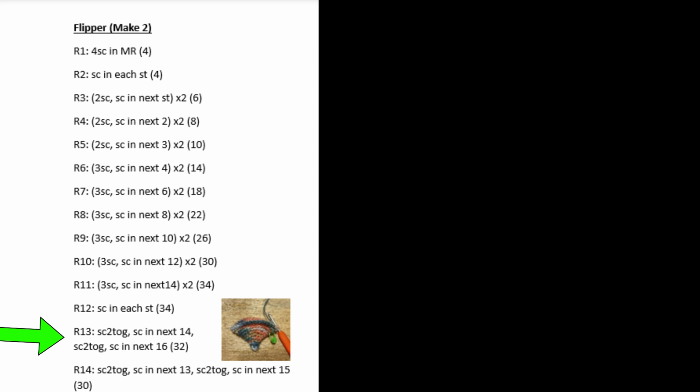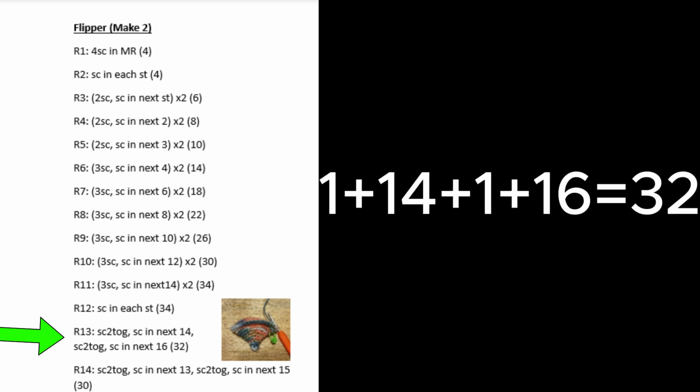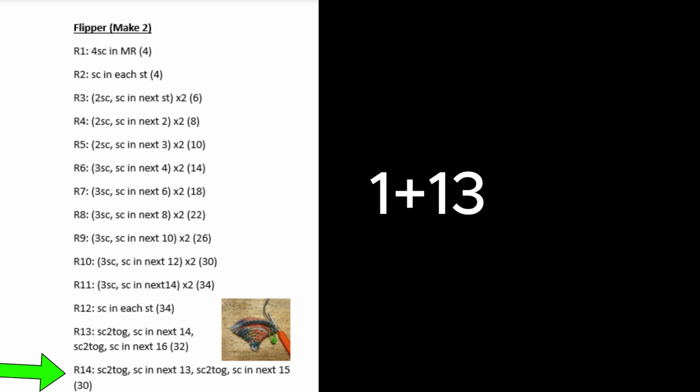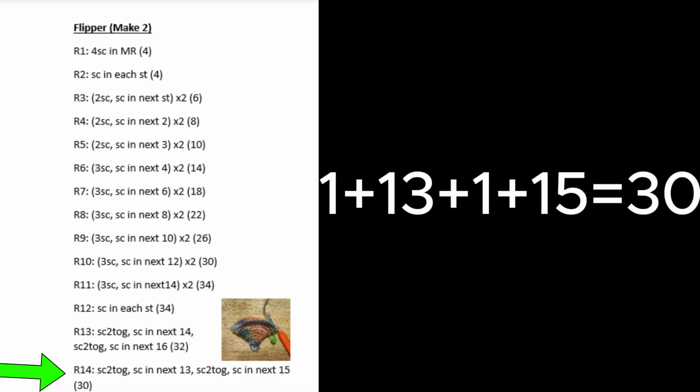So returning to the pattern, when decreasing or single crocheting 2 together, you're turning 2 stitches into 1. And then you're going to single crochet in 14, and again single crocheting 2 together to make 1, and then single crochet in 16, and that will leave 32 stitches for that row. So by doing a single crochet 2 together twice in one row, you have taken away 2 stitches and thereby decreased. Again for row 14 we're going to single crochet 2 together to make the 1 stitch, then we're going to single crochet in the next 13, again single crochet 2 together to make the 1, single crochet in the next 15, and then it'll make 30.